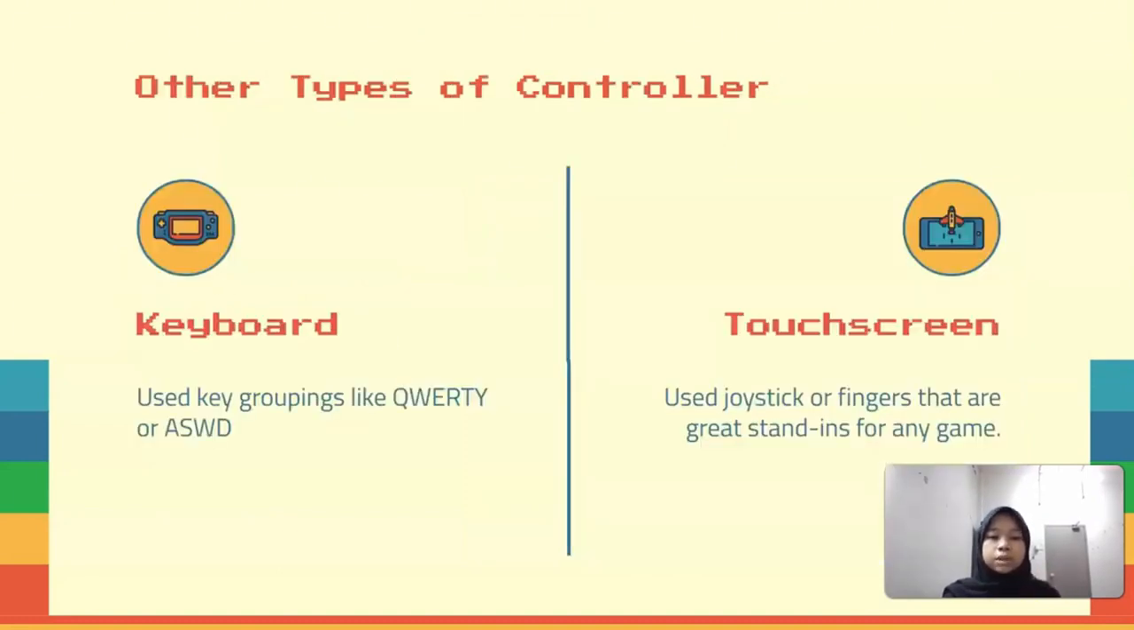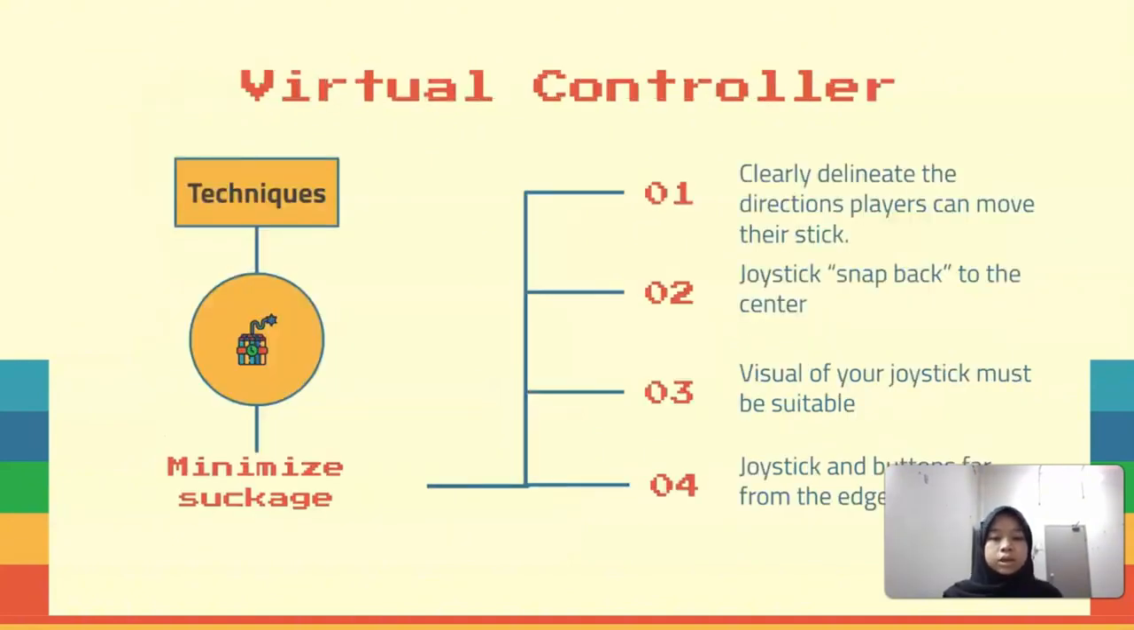Controllers can be a keyboard for PC or laptop, and a touch screen for mobile phones. The common touchscreen scheme is the virtual controller, a digital representation of the game's controller and buttons. The virtual controller is an undesirable option, but it can still be used. Techniques to minimize the problems: clearly delineate the direction players can move their stick, have the joystick snap back to the center of the controller to prevent drifting, make the visual joystick suitable, not too big or too small, and keep your joystick and buttons away from the edge of the screen.